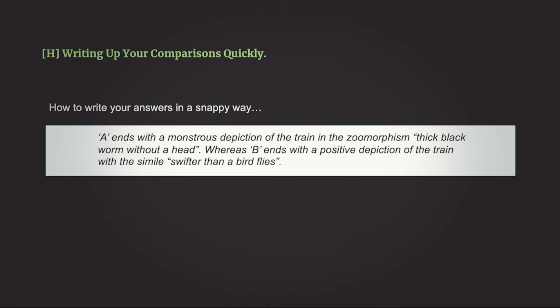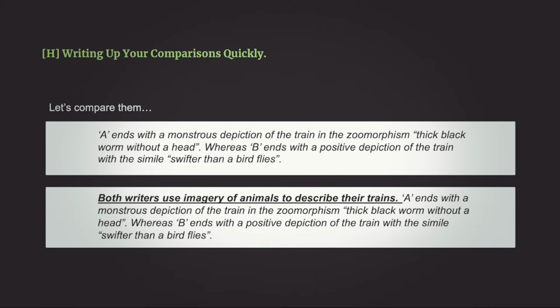You'll notice that I don't write an overall point, to save time. In fact, my point is actually just combined into my analysis after the quote. A ends with a monstrous depiction of the train in the zoomorphism "thick black worm without a head", whereas B ends with a positive depiction of the train with the simile "swifter than a bird flies". Let's compare them both side by side.